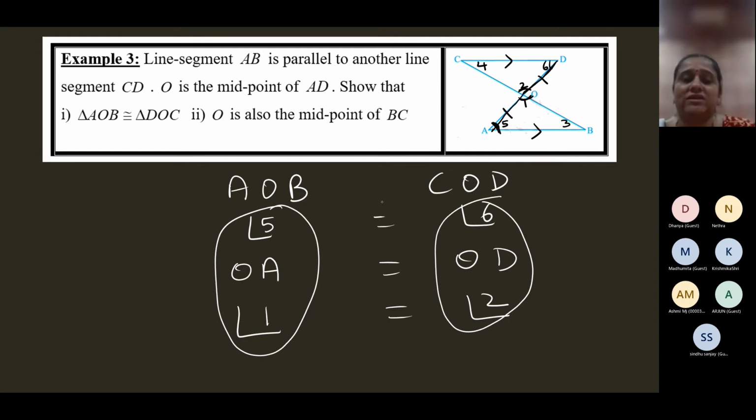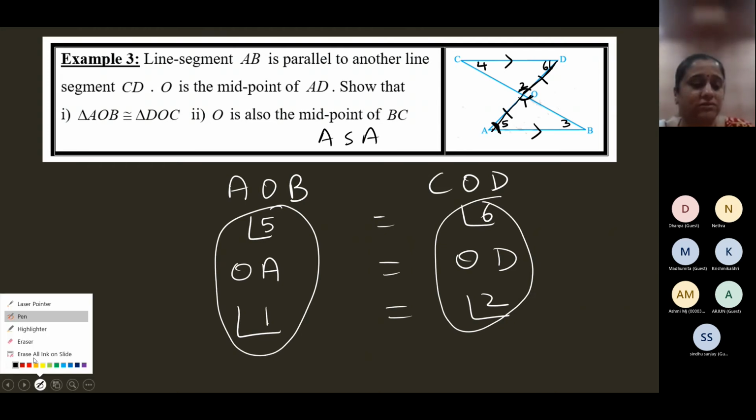So why do we say that this is 2 sides and 1 angle, and 2 angles and 1 side? That is 2 angles and the included side, ASA. Why do we say that? Two angles and the included side.